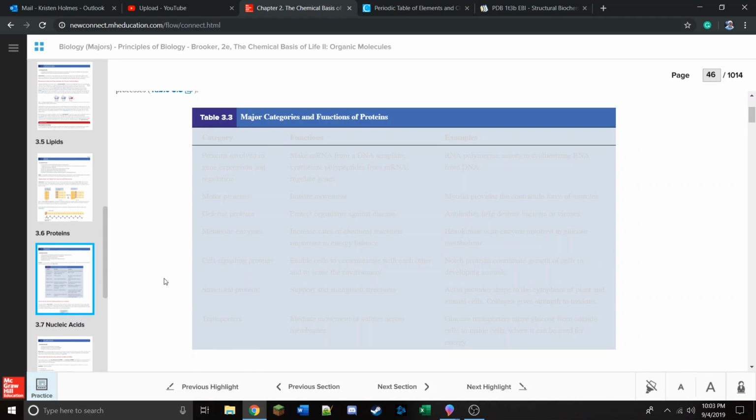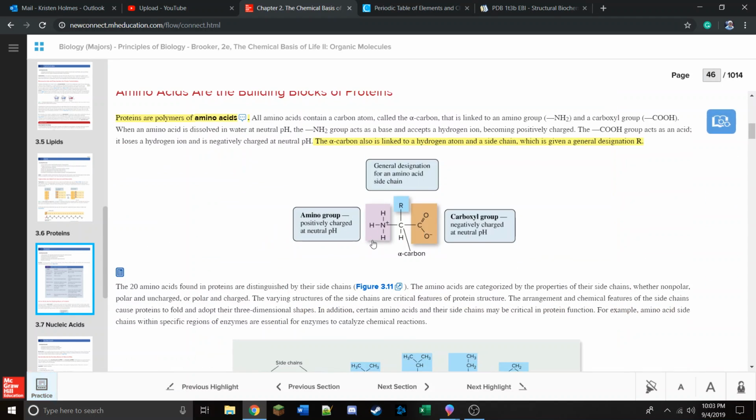Alright. So your amino group, positively charged at neutral pH. Carboxyl group, negatively charged at neutral pH. Alpha carbon. And then this is the amino acid side chain. And this is what's different in each and every single amino acid.